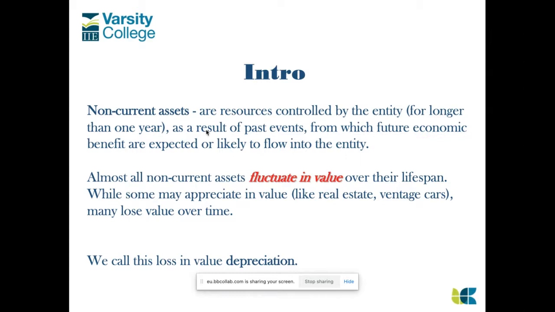And then we go on to see that it also says almost all non-current assets fluctuate in value. What do they mean? Over time, they either increase in value or decrease in value. Okay. Most non-current assets actually decrease in value. But there are some that actually appreciate in value, like real estate, vintage cars. What else? You have those baseball cards or basketball cards, special sportsmen, or sportswomen, that are obviously of value. For instance, like Michael Jordan, etc. Those things become valuable. So things that increase in value are appreciating in value.